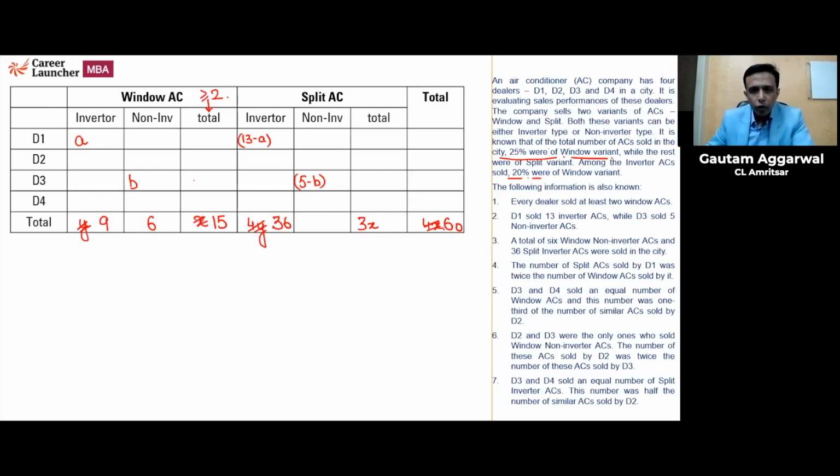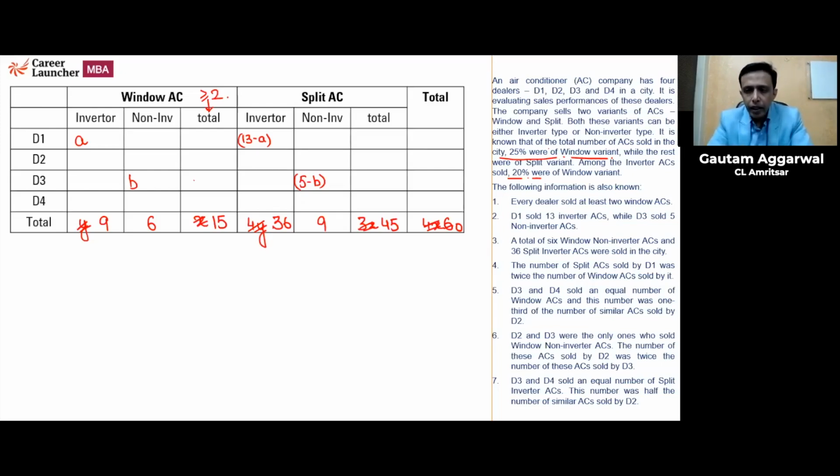Sorry, this won't be 60. Yes, this would be 3X. So this would be 45. So I hope the point is very clear. We can figure out the total number of window inverter ACs were 9. Out of them, there were 6 non-inverter window ACs, 15 total window ACs, with split ACs being 36 in inverter format. So 45 minus 36, 9 would be non-inverter format, with a total of 60 ACs sold. Fine. So the first 3 points were very clear now.